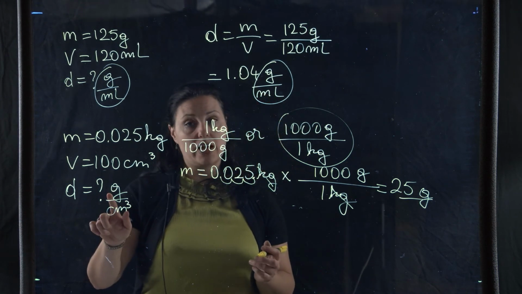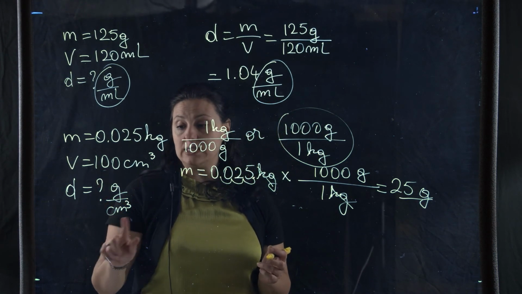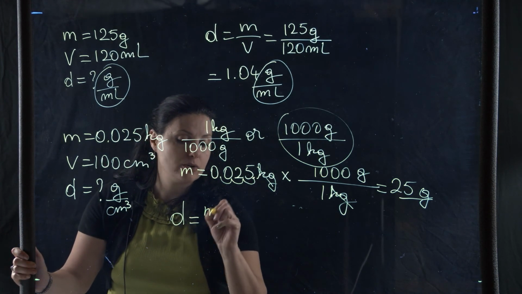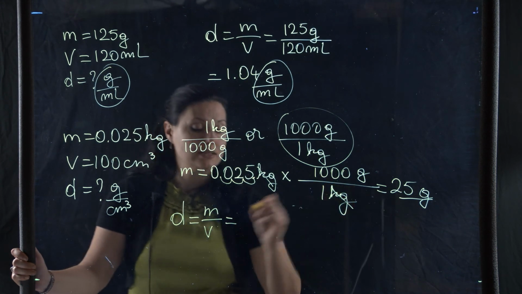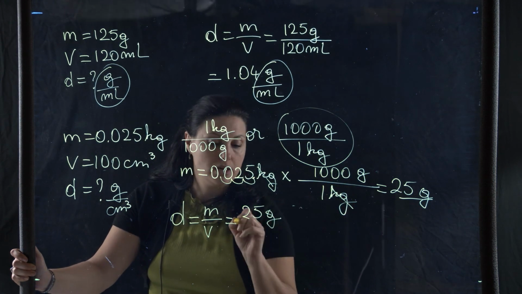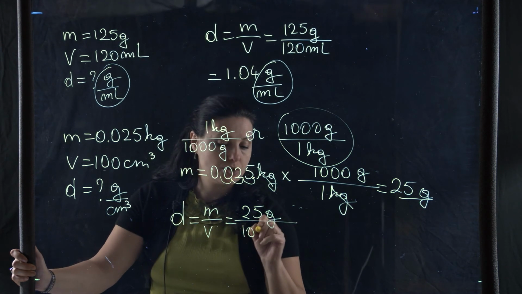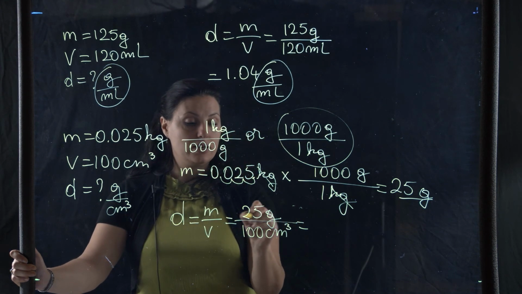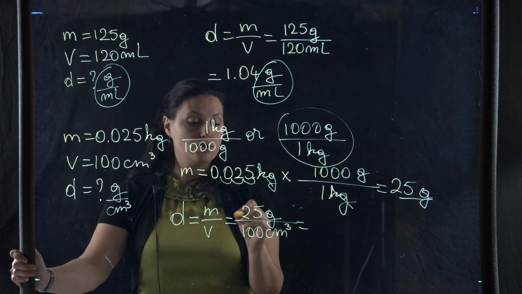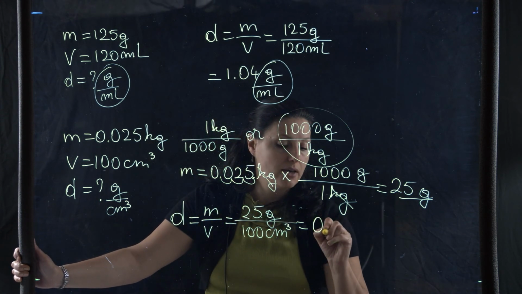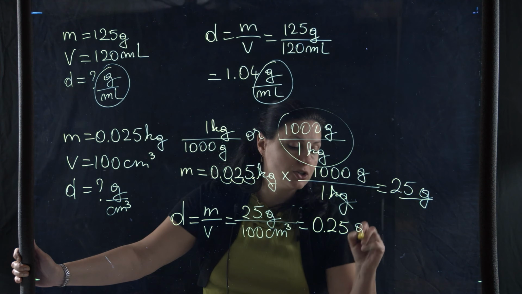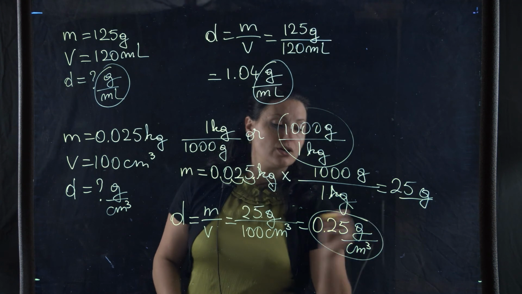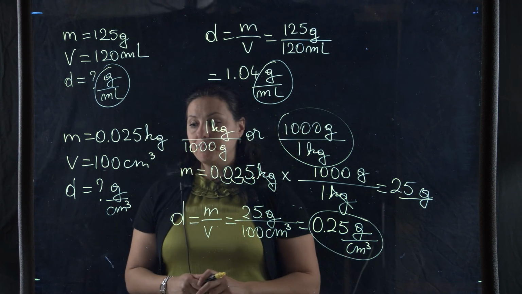Now that I have the mass in grams, I have the volume in centimeters cubed, so I can calculate my density in the correct units. Density is equal to mass over volume. My mass is 25 grams. My volume is 100 centimeters cubed. That means that I move my decimal point 2 places to the left, giving me 0.25 grams per centimeters cubed. And that is the correct answer with the correct units for density.